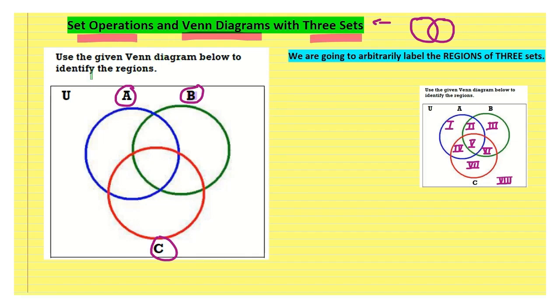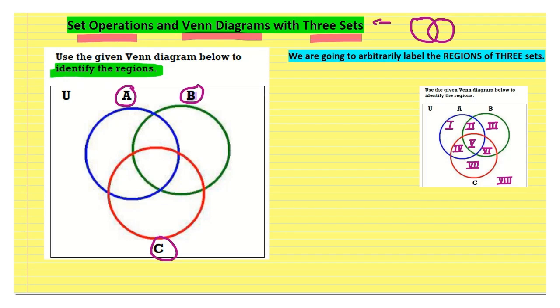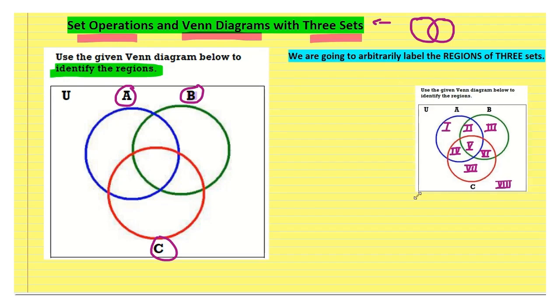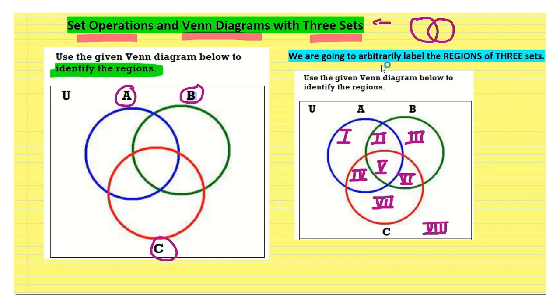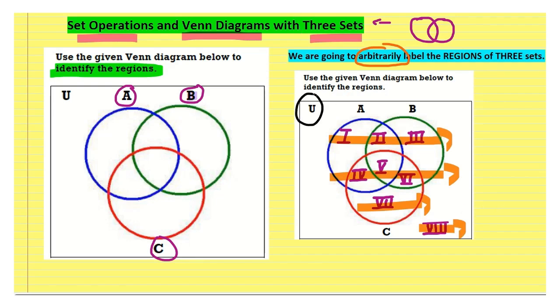It says that it wants us to identify the regions. So I've already identified the regions using Roman numerals here. And I said that we are going to arbitrarily label them because we could have labeled them in any order. I chose to go left to right. So we're going left to right, 1, 2, 3, and then 4, 5, 6, and then 7, and then 8 here resides outside of the circles, but is still part of the universal set of elements. So now that we've labeled our regions, we're going to answer some questions about those regions.